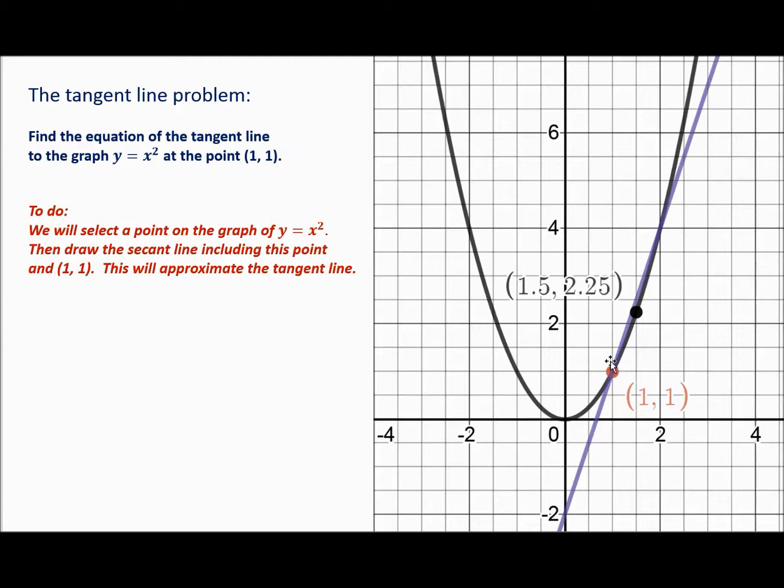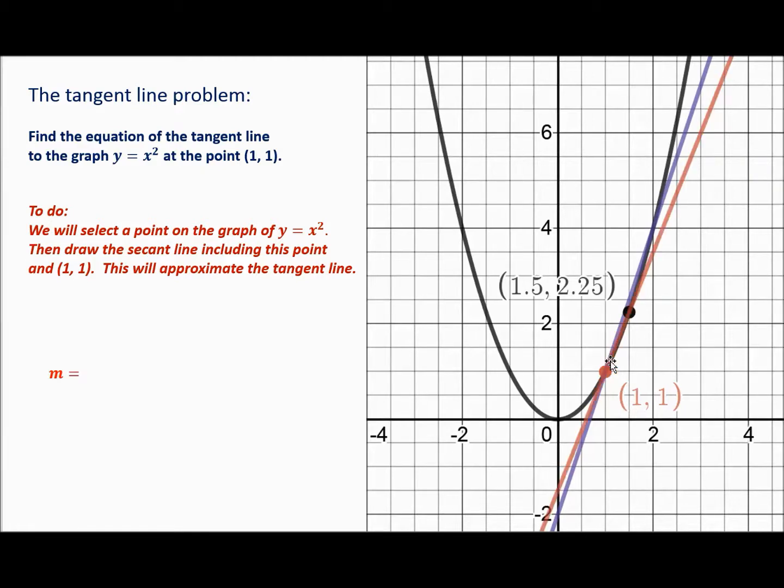Alright, so let's see what that line looks like. Remember, I left the purple one, and now I've got this brand new red one. Now that is a better approximation because I'm closer to the point (1, 1). Can we calculate that slope? Well, we sure can, right? All we got to do is plug it in.